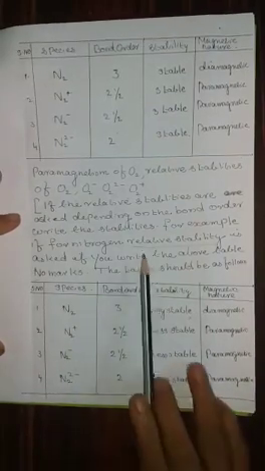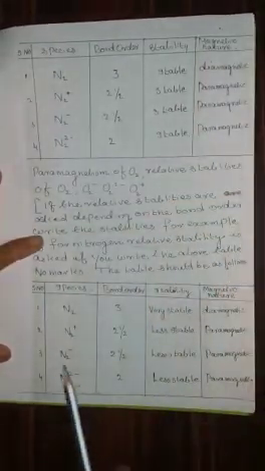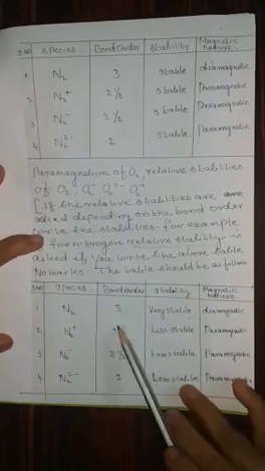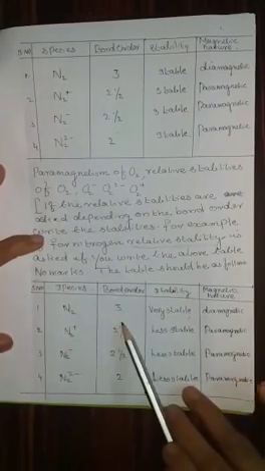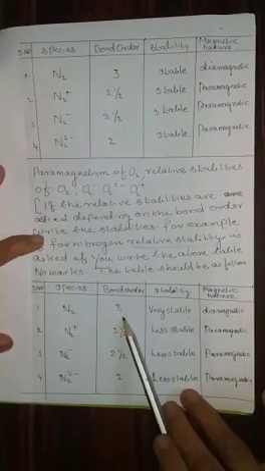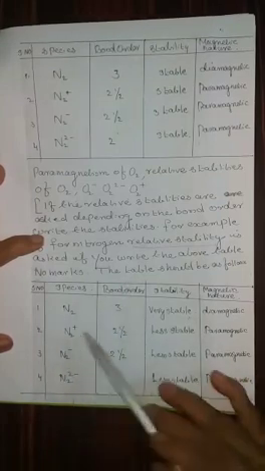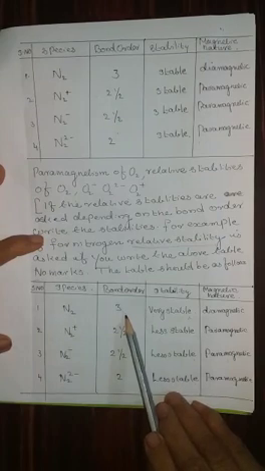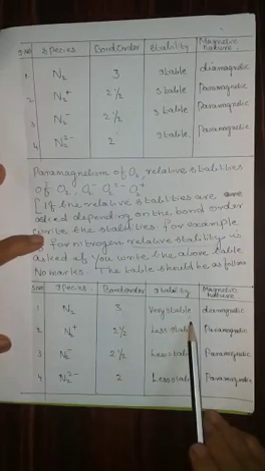If the question is relative stability, or in this question they just asked to write the bond order, stability and magnetic nature, you can write like this. Now, in the stability column, remember, higher the bond order, greater is the stability. Of all the four, you write the higher one on the top. That means it is highly stable.